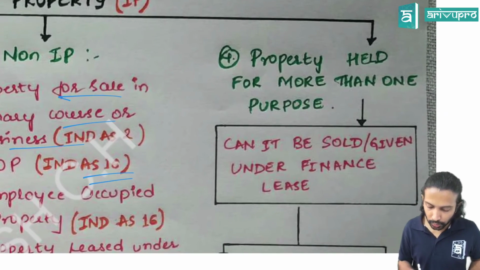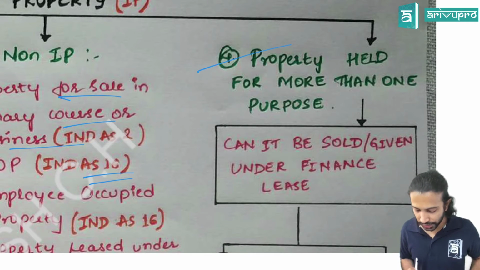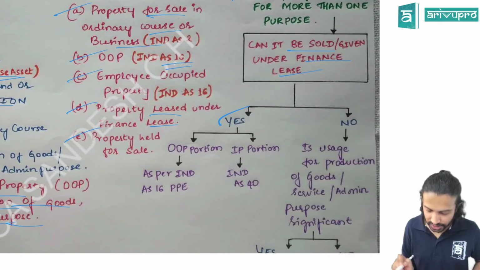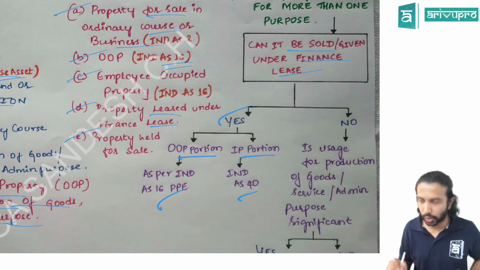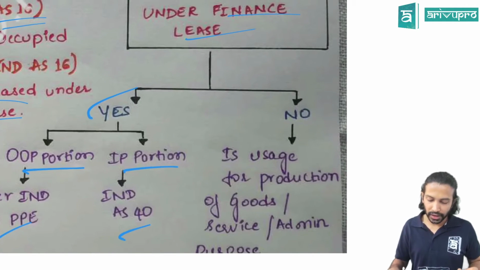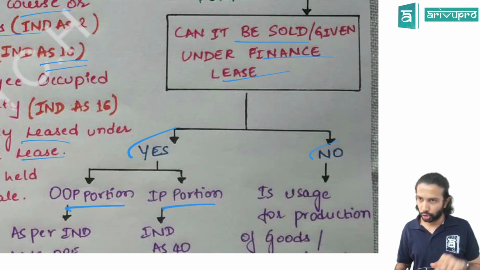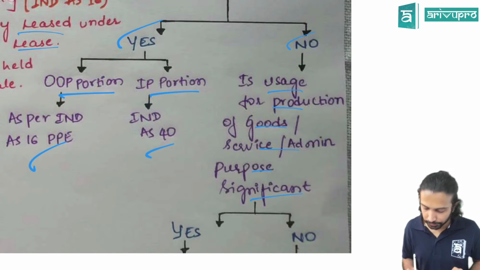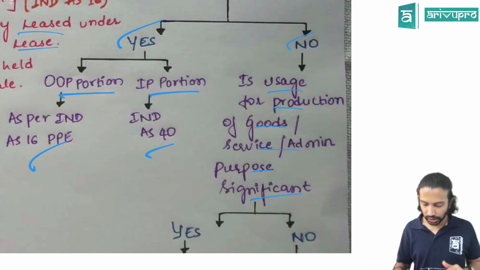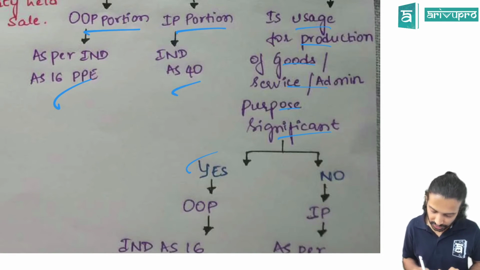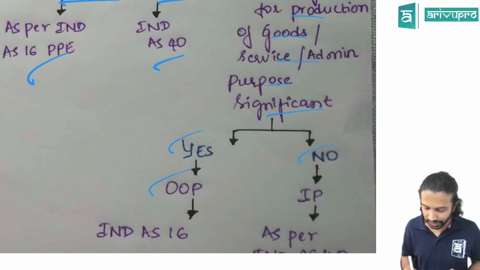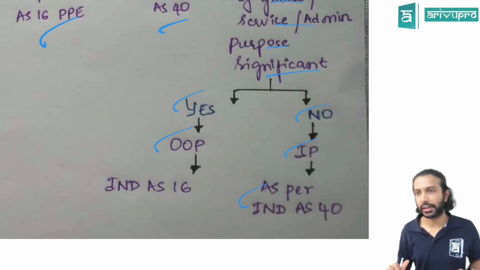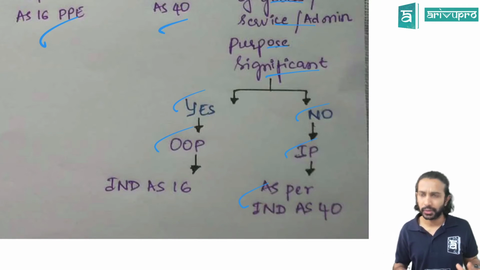Property held for more than one purpose. Then you have to check, can it be sold or given under finance lease? If the answer to this is yes, then you can separate. OOP portion will go as per IND AS 16, IP portion will go as per IND AS 40. If the answer to this sale or finance lease is no, then is usage for production of goods or admin purpose significant? If your usage for goods or admin purpose is significant, yes means OOP, no means IP, and IP means IND AS 40 will get triggered. Correct? A simple one. Okay.